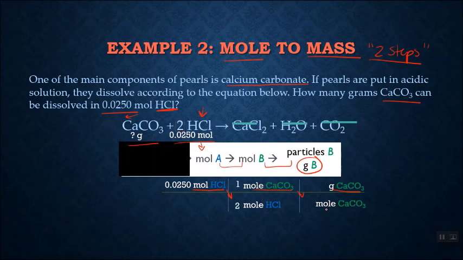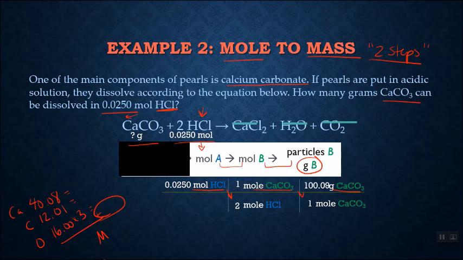Now we need the periodic table because we need to look up calcium carbonate's molar mass and calculate that. So we look up calcium. Calcium is 40.08. Then we have carbon, which is 12.01. So here's calcium, here's carbon, and then oxygen. So oxygen is 16, but there's 3 of them, so we need to multiply that by 3. Once we do that, we can add all that up and get our molar mass of calcium carbonate. And that value ends up adding up to 100.09.